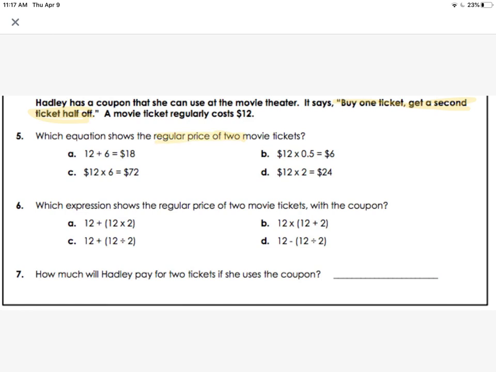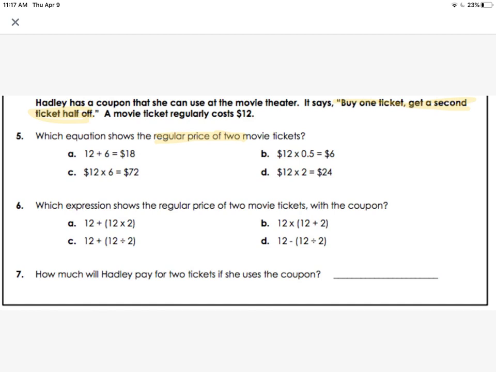Option B is 12 times 1/2 equals 6. That tells me what a half off ticket would be worth, but that doesn't help me find the price of 2 regular priced movie tickets. C, $12 times 6 equals 72. So when it's times, that means it's getting bigger. So that means we have $12 6 times. So that's 6 movie tickets. That doesn't tell me the regular price of 2 movie tickets.